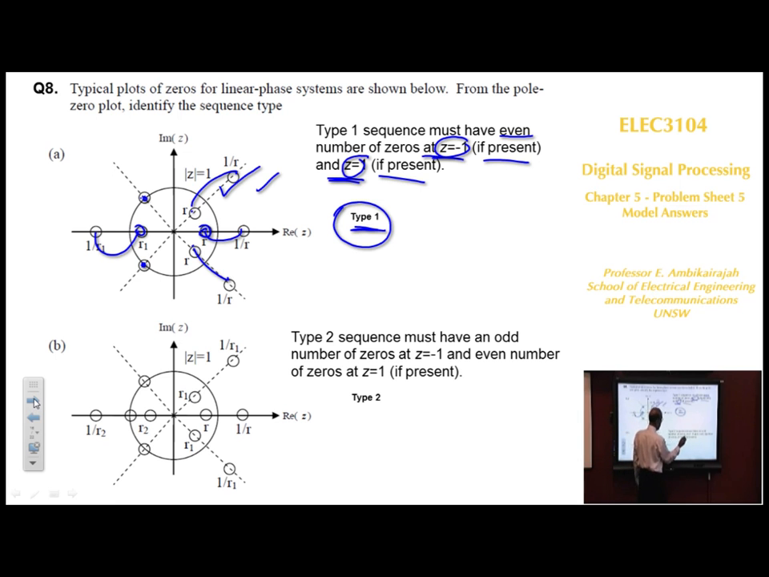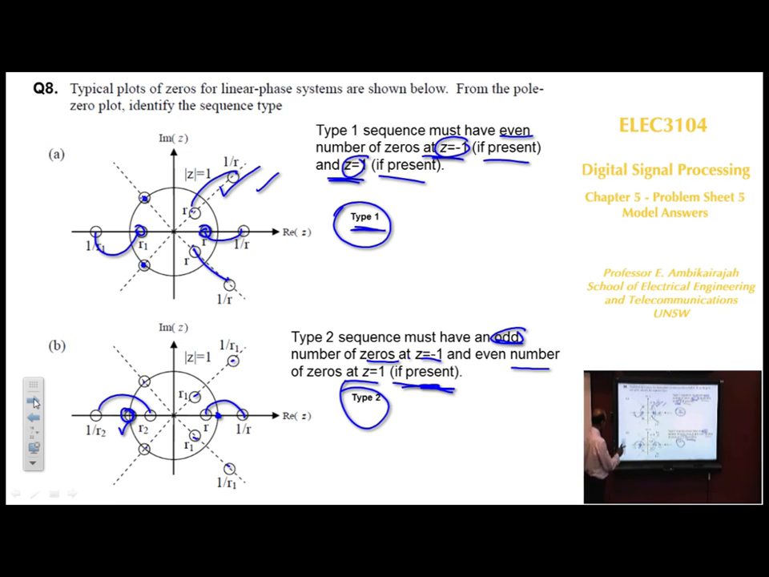Second one is type 2. The reason is, have a look, it must have an odd number of zeros at z equal to minus 1 and even at z equal to 1 if present. Okay, so we go here, reciprocal of that, reciprocal is there, that one is fine. This one is reciprocal, that's okay. This one is reciprocal. And we've got 1 zero at z equal to minus 1. So, odd number of zeros. So that's fine, that satisfies that. And if present, there's nothing here, so we don't need to worry. So it is type 2.